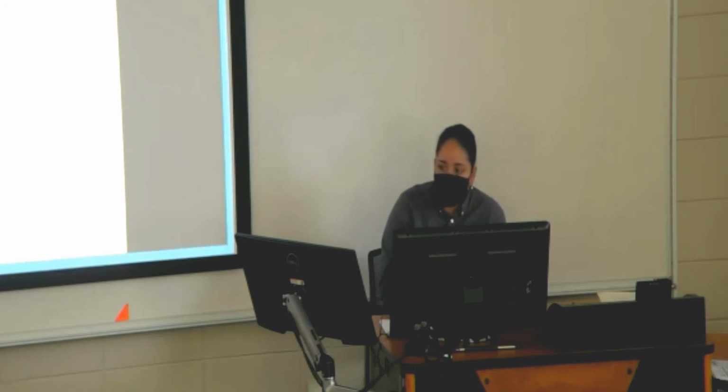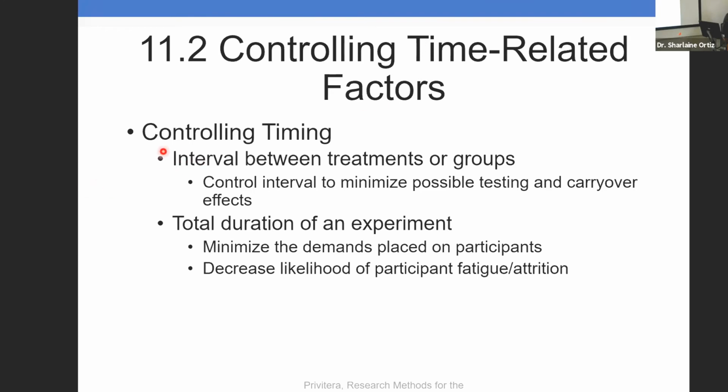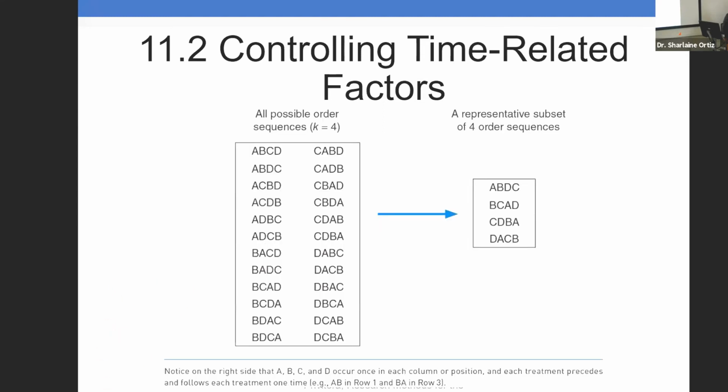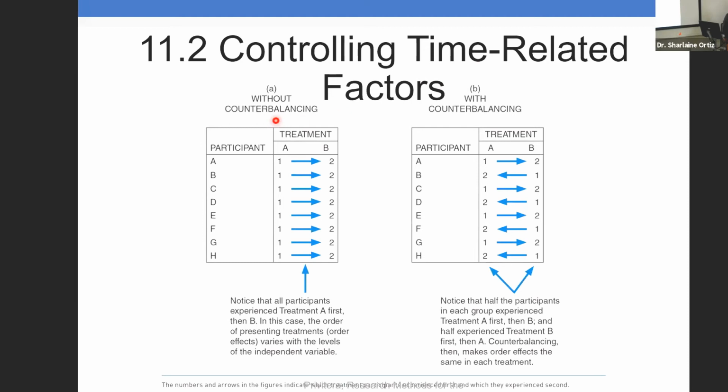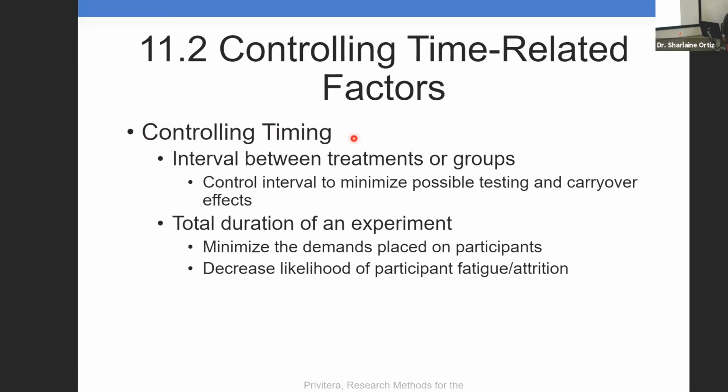All right, so in keeping with controlling for time-related factors, let's move into our presentation. Previously we were talking about how to control for order, counterbalancing with or without. Let's focus a little bit more on controlling time. We can, for example, control for the interval between the treatments or groups. If I am able to control and maintain that interval consistent, I am able to minimize those carryover effects.